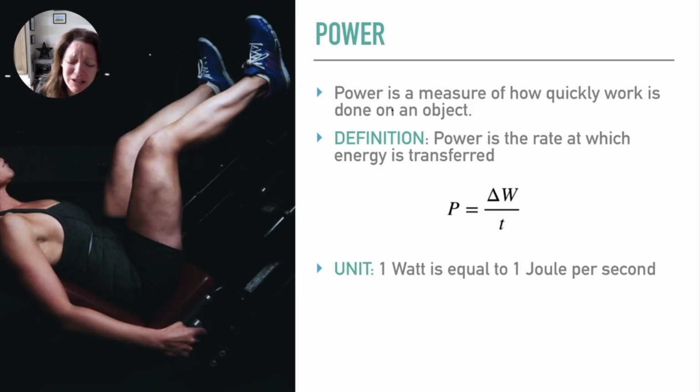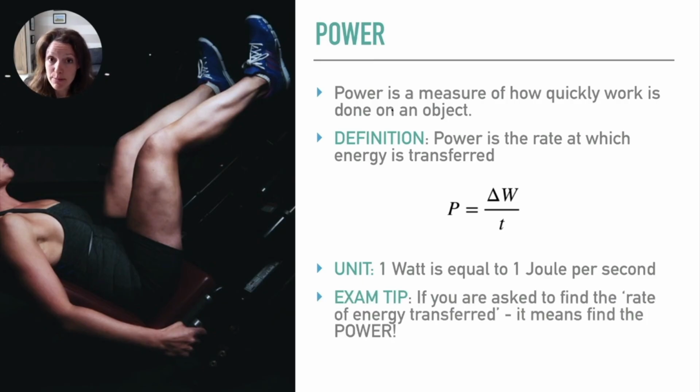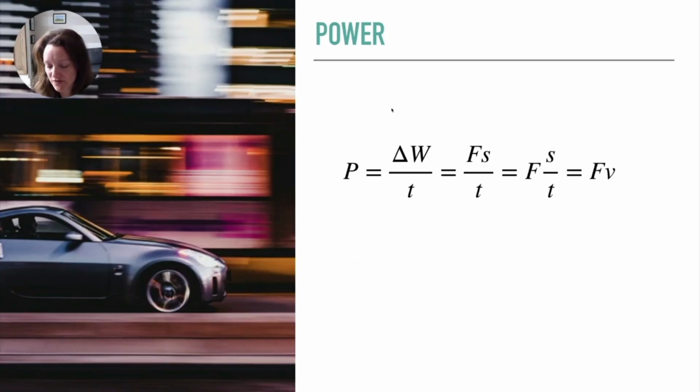It's just awful. Anyway, 1 watt is equal to 1 joule per second, and that is a definition worth knowing. An exam tip for you. If an exam question asks you to find the rate of energy transferred, it means find the power, because finding the rate of something means dividing it by time. So if you're to find the rate of work done or the rate of energy transferred, it means work done divided by time or energy divided by time, which is power. There's another expression for power, which you do find in the data booklet, unlike the last one.